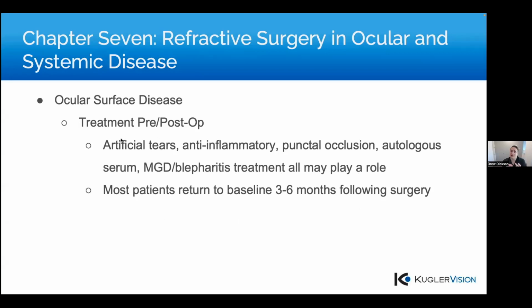But you can use a variety of treatment modalities. You can use artificial tears, anti-inflammatory drops like cyclosporin, punctal occlusion. We use a lot of serum tears, where patients will actually get a blood draw, spin out the red blood cells, and then dilute down their serum and turn that into a drop they can use. It works very, very well for people with more severe dry eye. Most patients after surgery, again, return to kind of their baseline level of dryness within 3 to 6 months.